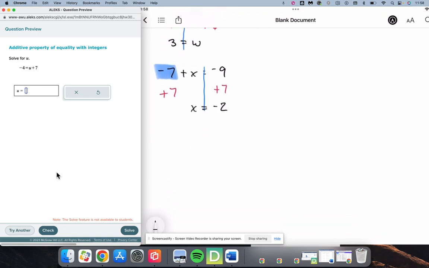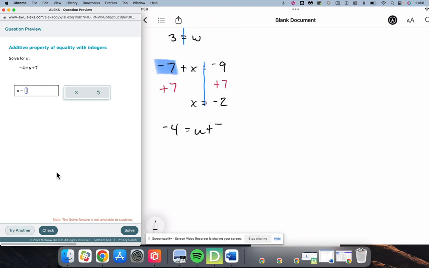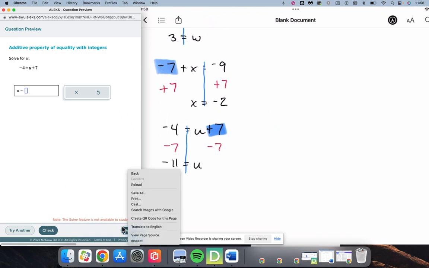Okay, we'll do 2 more. We have negative 4 equals u plus 7. And so here we see that the u is having 7 added to it. So in response to that, we are going to subtract 7 from both sides. And negative 4 minus 7 is going to be negative 11. And positive 7 minus 7 is going to be 0, which we don't need to write. So u is negative 11.